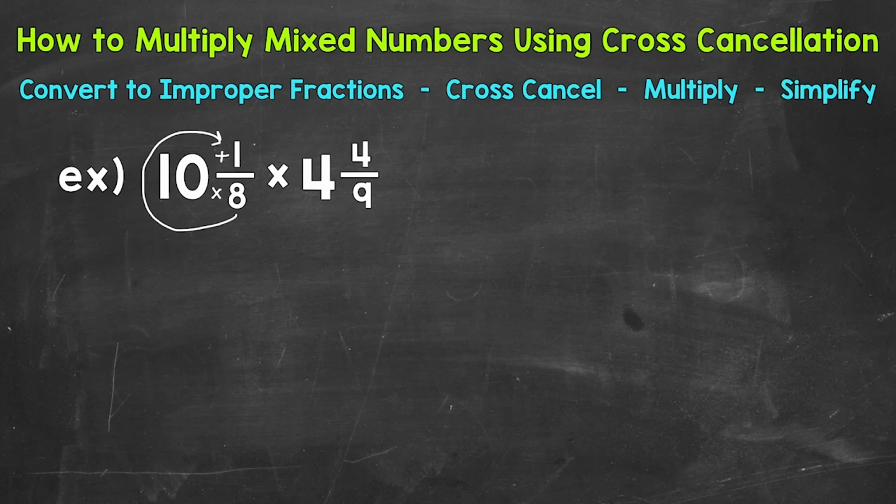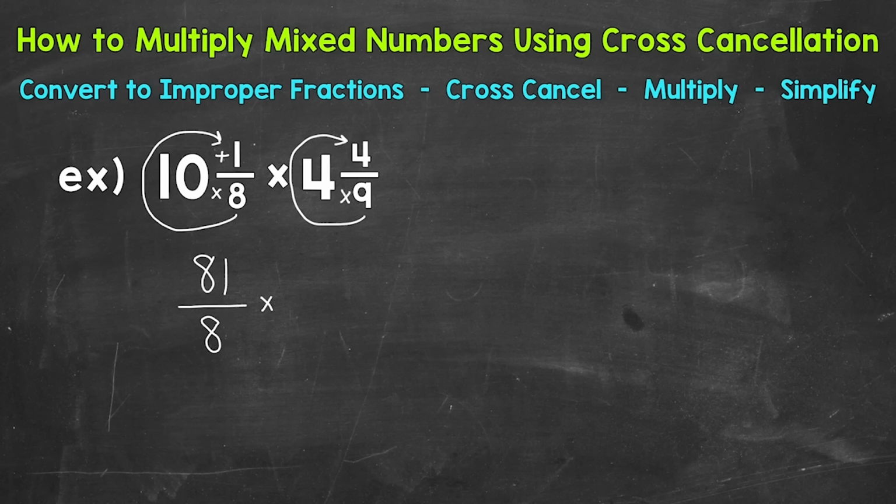So 8 times 10, which is 80, plus our numerator, which is 1. So 80 plus 1 is 81. That's our numerator of the improper fraction. We keep our denominator of 8 the same. We'll bring our multiplication sign down and then convert our second mixed number.